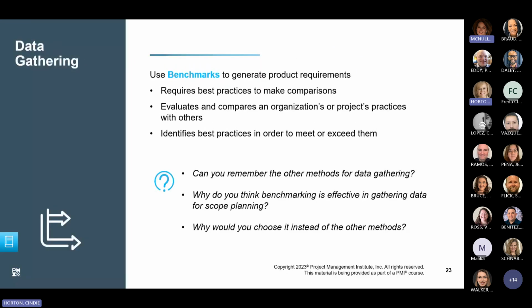As we mentioned back on slide 21 on the collect requirements process, the project manager can use benchmarking as a data gathering tool to compare and measure performance, as well as generate ideas and product requirements. Benchmarks can be made against other projects or products within the organization or compared to available published standards. Project managers often use benchmarks to monitor various business units and compare metrics.